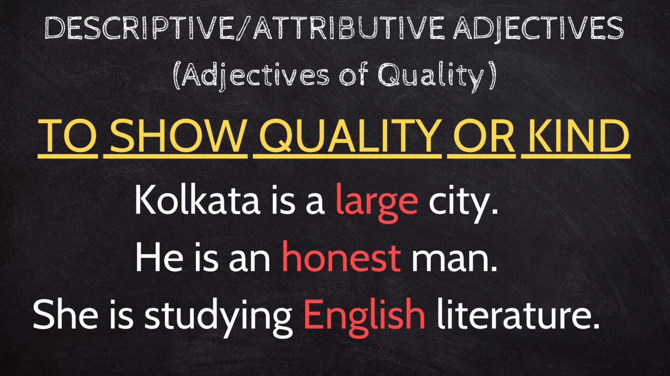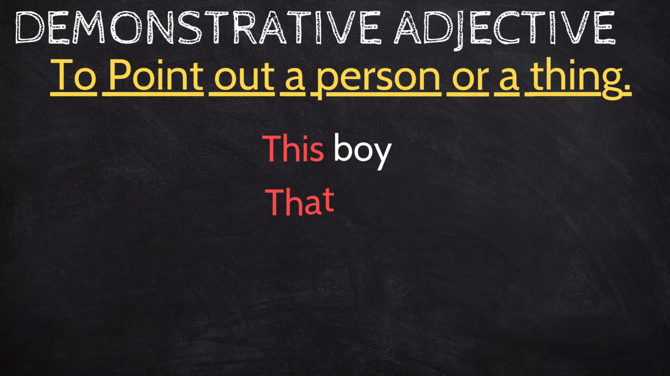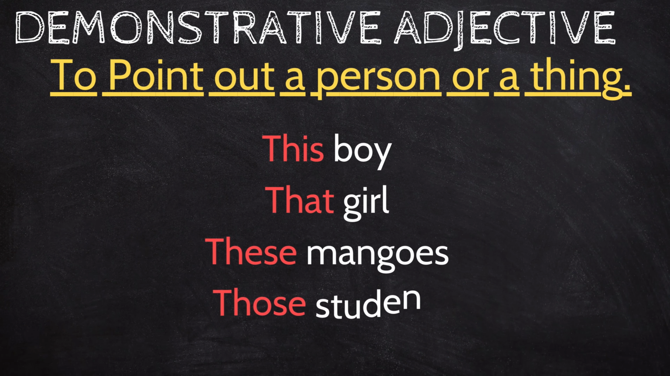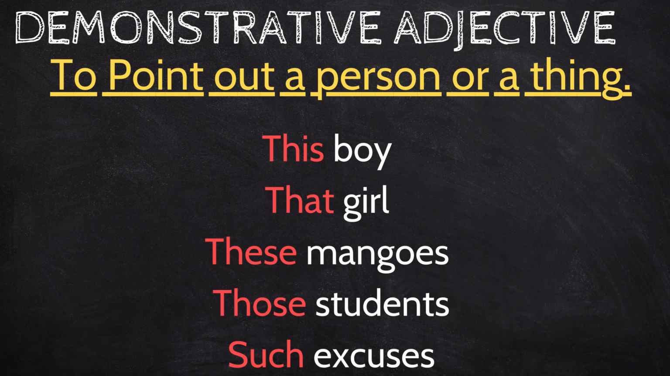For example, Kolkata is a large city. What is Kolkata? Kolkata is a city. But what type of city? Large.